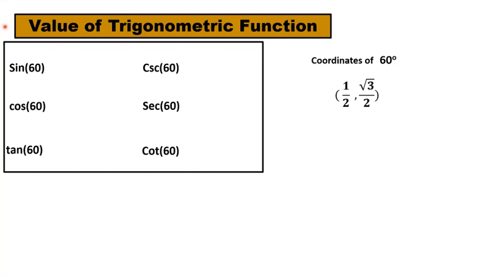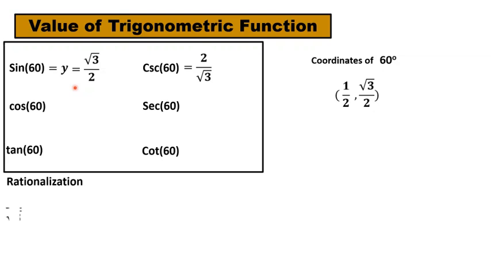So for sine 60, that is y. So therefore, ang sine 60 ay square root of 3 over 2. And then next, we have cosecant 60. So babalik ta rin lang. So 2 over square root of 3. Okay? So again, rationalize.